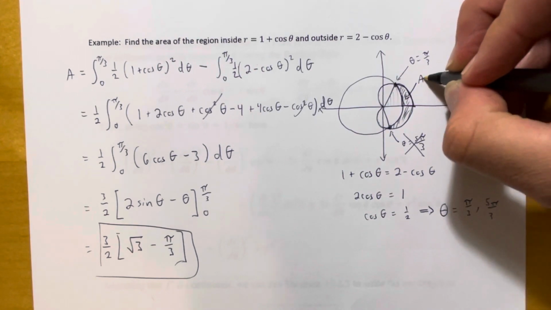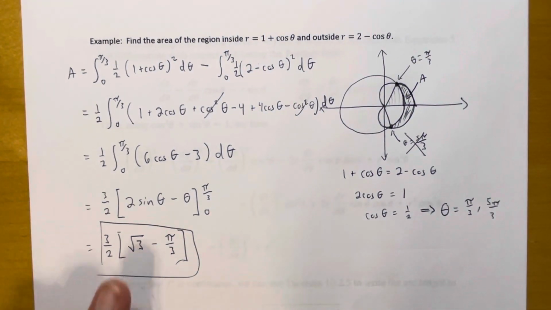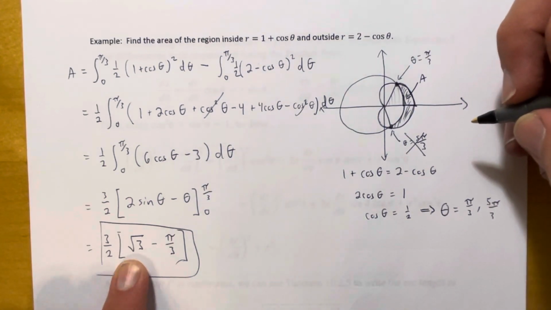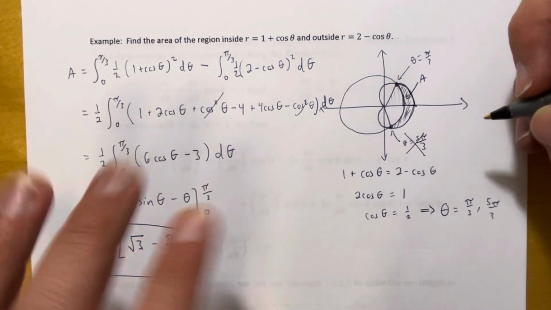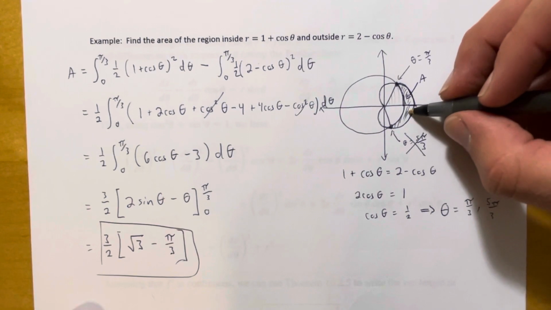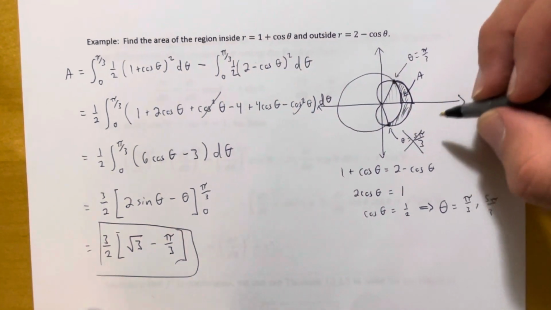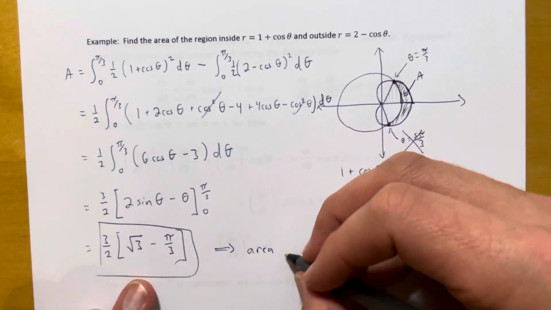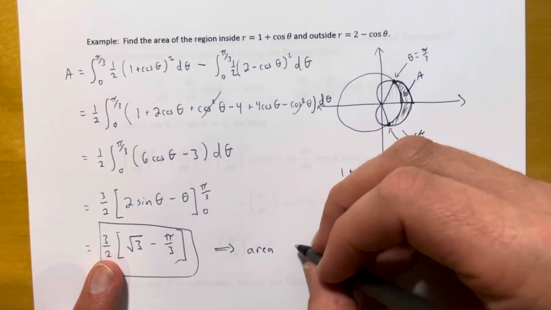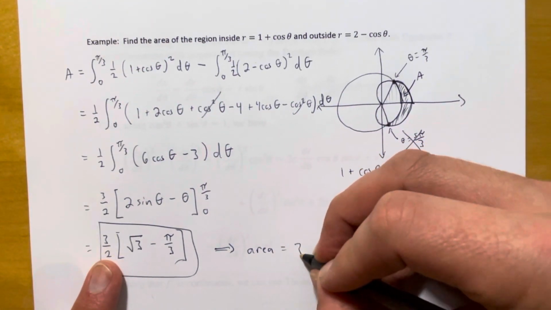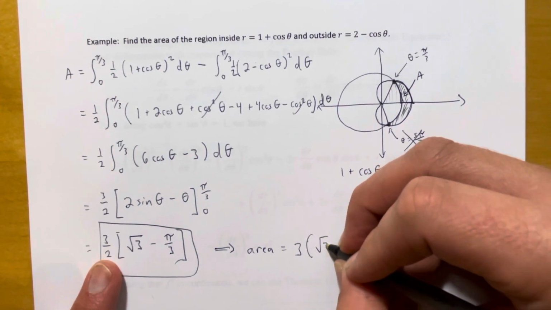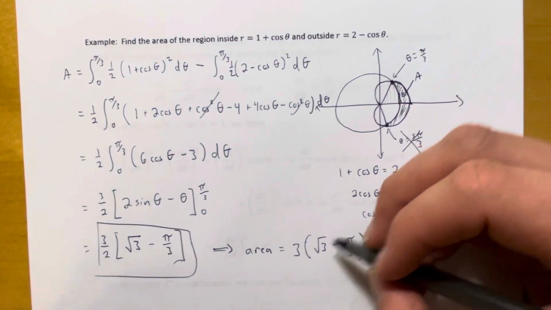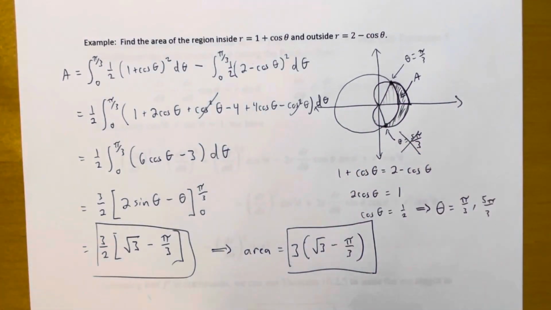I only found the area of that. So this is the area of half of my region. What I needed to do was then double this to get the area of the whole thing, because we have this symmetrical portion down here. So actually, the area that I want is this thing times 2, which would just make 3 times root 3 minus pi over 3. Okay, so I wanted to correct that before we moved on.